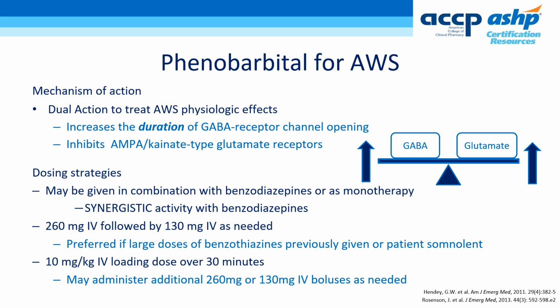There are a few dosing strategies that have been reported. The first strategy is providing bolus doses of 260 milligrams intravenous, followed by 130 milligrams intravenous as needed. This strategy is preferred if large doses of benzodiazepines were previously given or if the patient is already somnolent. The second dosing strategy is providing a larger loading dose up front of 10 milligrams per kilogram intravenous run over 30 minutes to avoid hypotension. Upon reassessment, if the patient requires further treatment, an additional 260 milligram or 130 milligram intravenous bolus may be given.